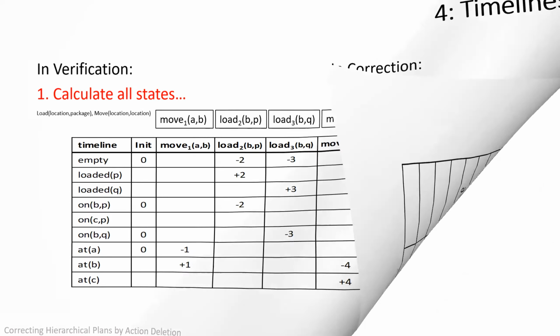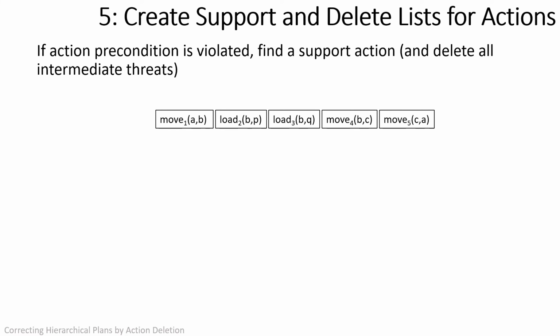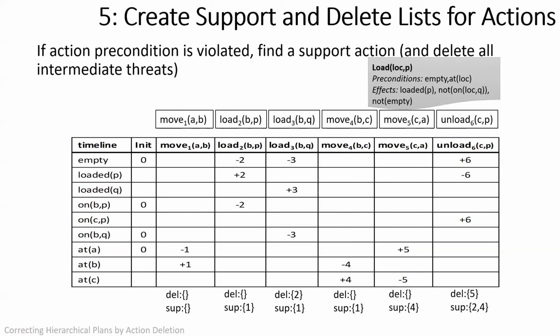Okay. Now, what do we do with these timelines? Well, we create support and delete lists for each action. If an action's precondition is violated, we need to find a support action and delete all intermediate threats. Let me show you on the bottom. This is the same plan as before, and at the bottom you can see the delete and support lists. So let's look again at the load action. We can see that the preconditions for the load action are empty and add location.